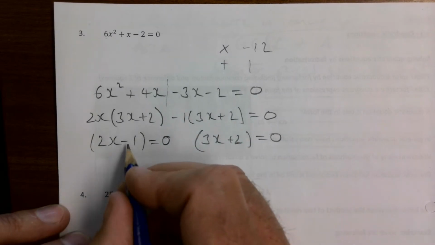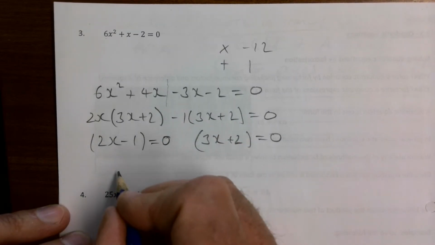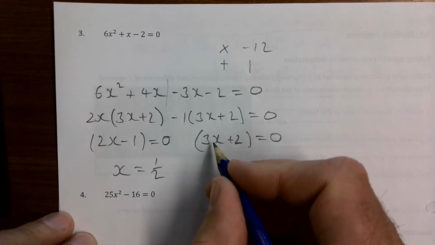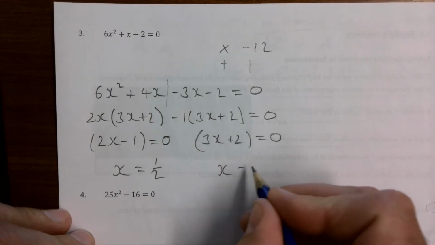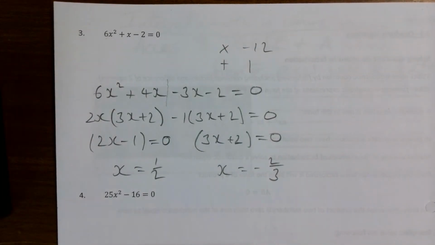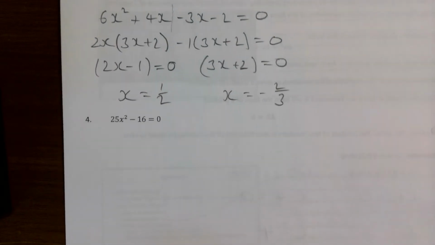So in this case here I'm going to add 1 to both sides, divide by 2, so x is a half. That is one of the solutions to that equation, and then in this it's going to be x is minus 2 thirds.